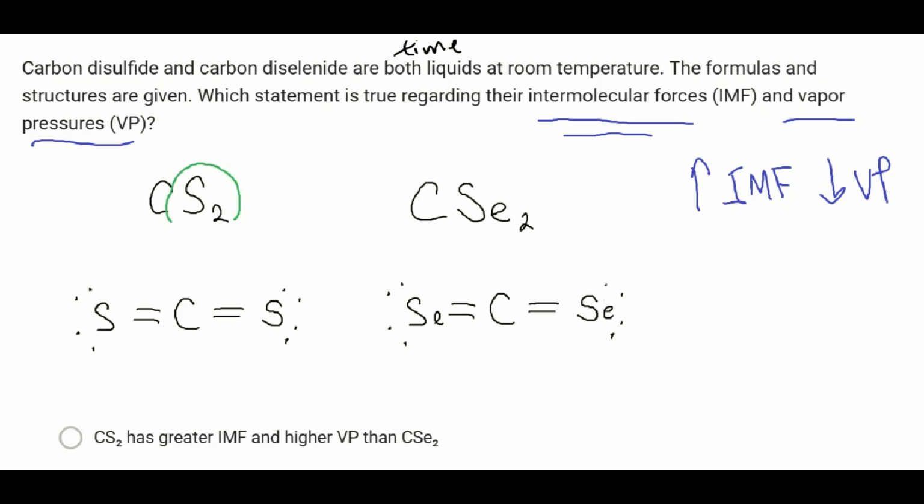Now, the Lewis structures of these two substances are identical. So the main difference are these terminal atoms, sulfur versus selenium. They're both group 16. Selenium is lower on the periodic table, so it has a higher mass. In other words, it has greater London dispersion forces. Carbon diselenide is going to have a higher intermolecular force, and therefore it's going to have a lower vapor pressure.